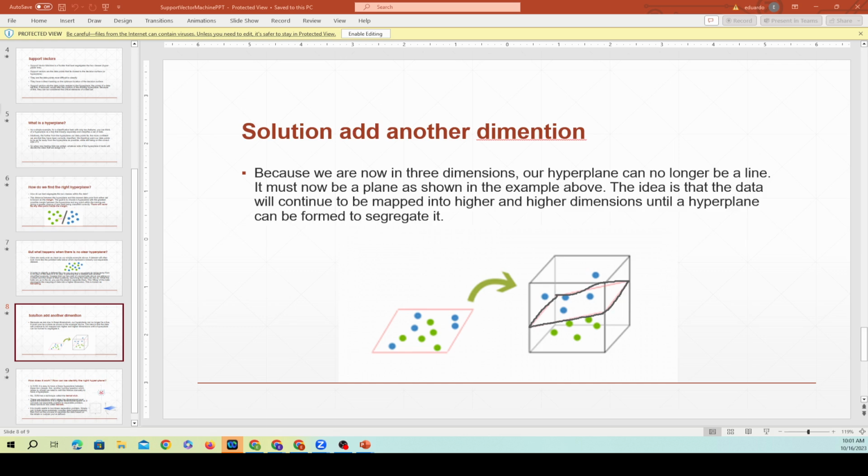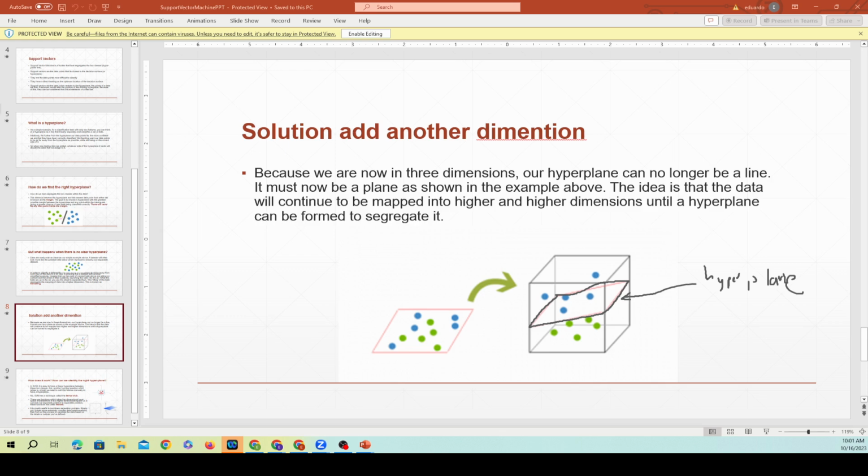Everything above this plane, everything above this hyperplane, will be considered blue, and everything on the bottom will be considered green. So that will be a solution to be able to separate the data.